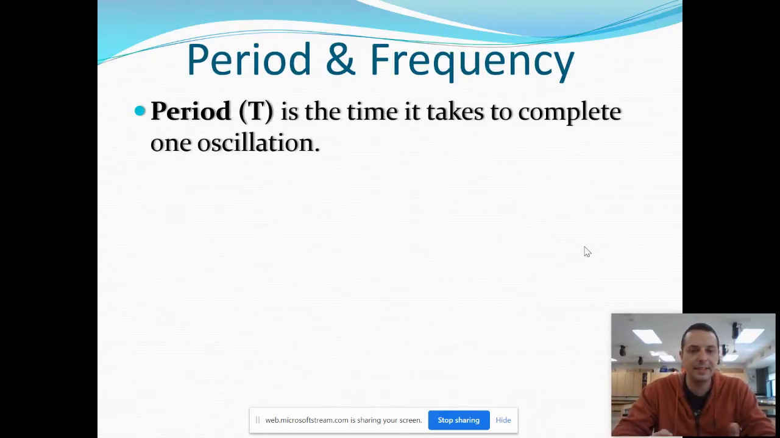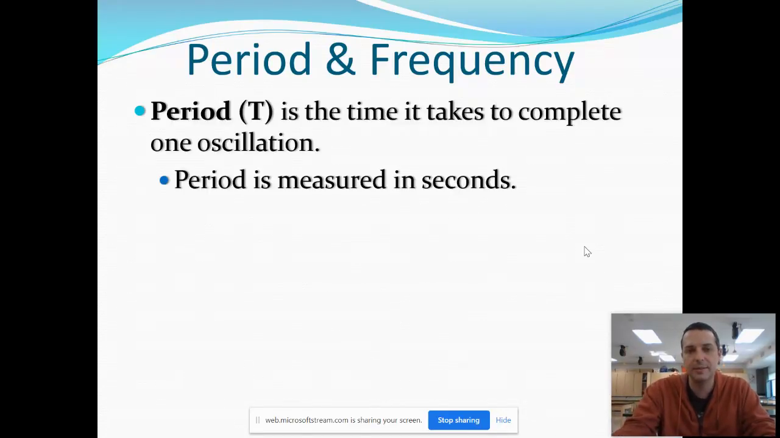The next thing I want to talk about is period and frequency. Any system that's oscillating can be described in terms of its timing by period and frequency. The term period, which is given by the symbol capital T, is the time it takes to complete one oscillation. Period is measured in seconds. So if we want to say how long it took, we just say it took X amount of seconds.